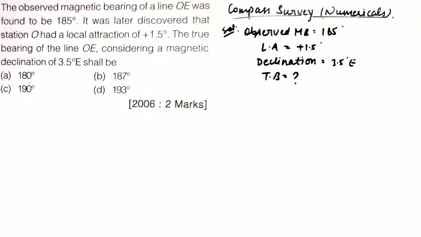We have studied the theory of compass survey in two parts. Now it's time to solve a few numericals that were asked in GATE previous year questions.